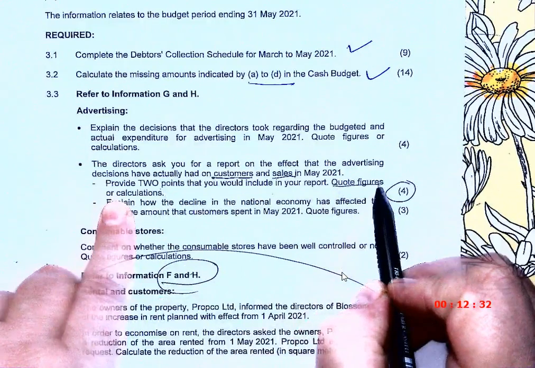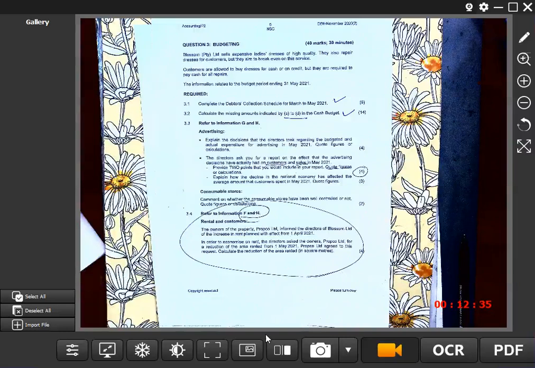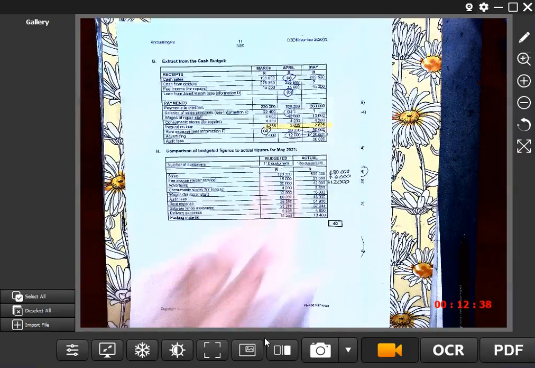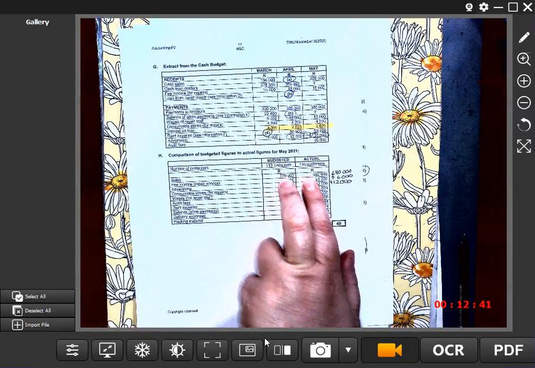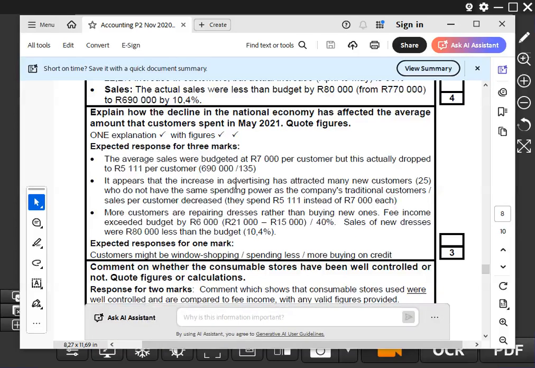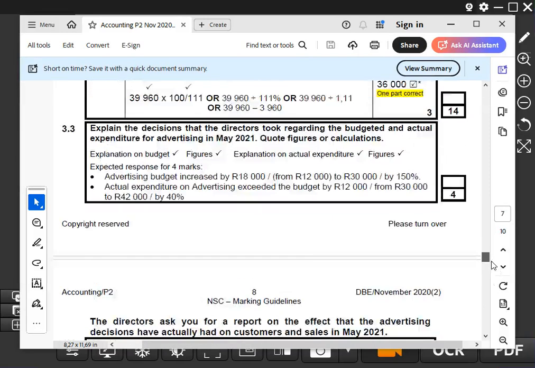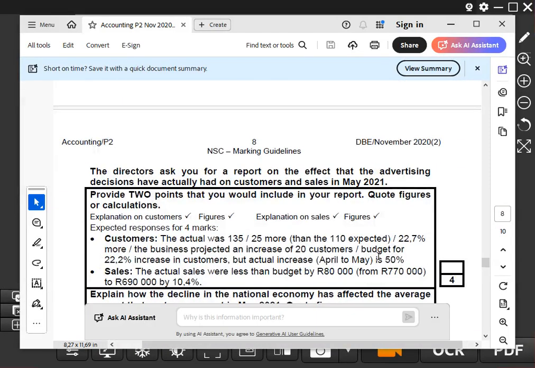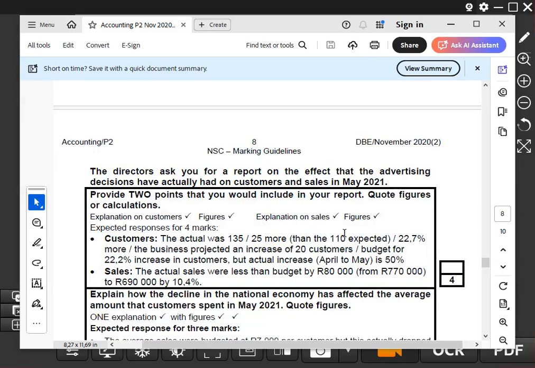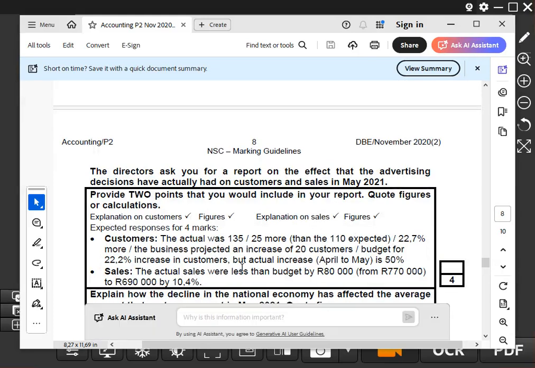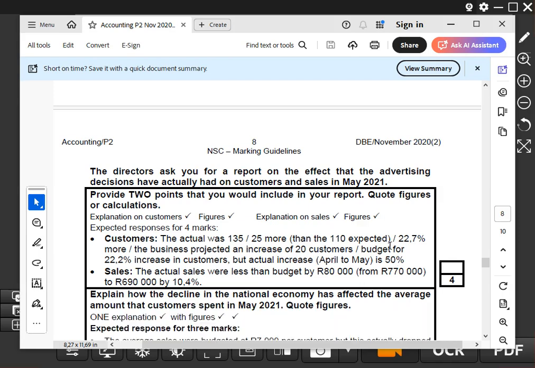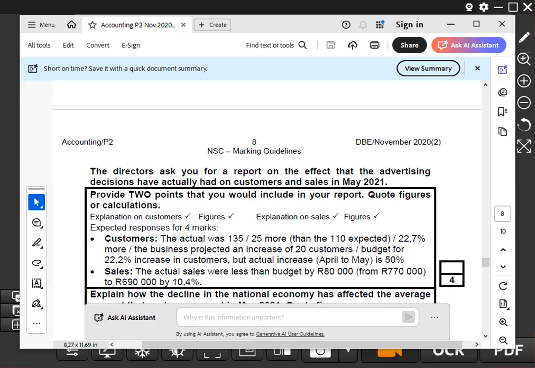So, what am I going to quote? I'm going to quote, first of all, the customer base is more, and then I'm going to quote the sales is less. See? There. The customers was 135, 25 more. There's 2 ticks. The sales were less by 80. There's 2 ticks. And you don't have to say by 80. You can say sales budgeted 770, actual 690. There's 4 marks. Okay. Next one.